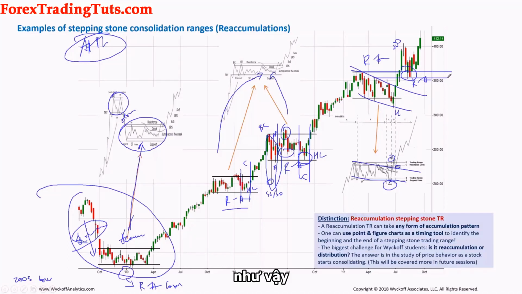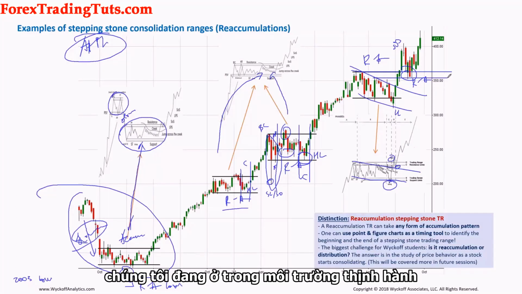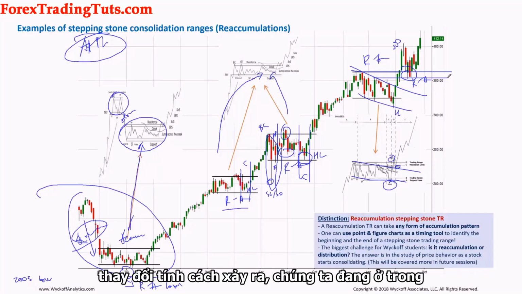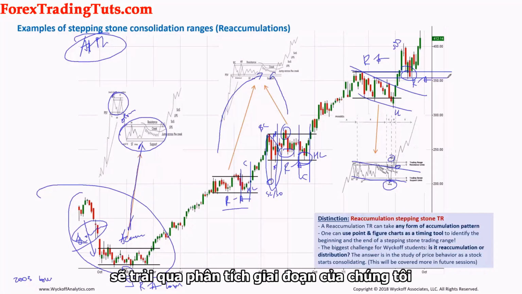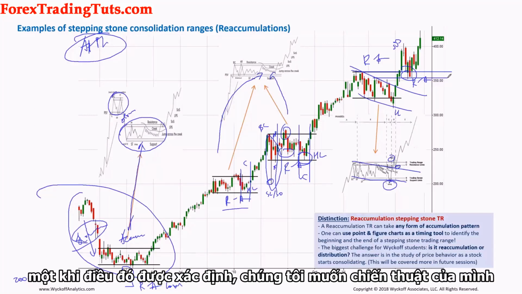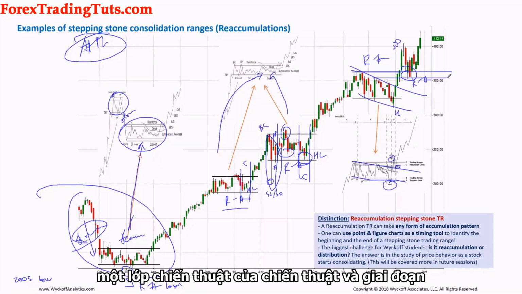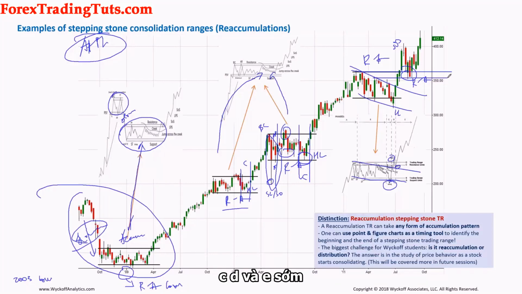So the linear thinking about the method should always be about the process itself. We are in the trending environment, change of character happens. We are in the non-trending environment. In the non-trending environment, we're going to go through our phase analysis to define bias, timing, and character. Once that is defined, we want our tactics, a layer of tactics in phases C, D, and early E to enter the position and to scale into the position.